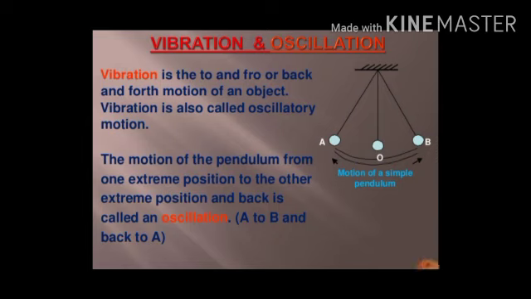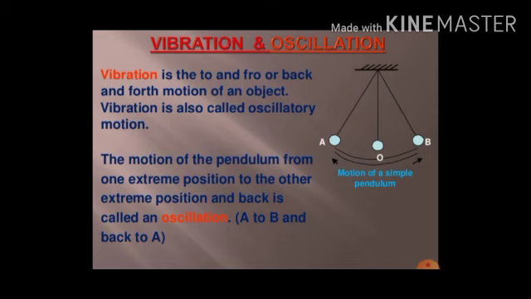Now, in the diagram here, you can see a thread which is attached to a small ball, and the other end is fixed to a rigid support. This is called a simple pendulum. When you pull it to one side and leave it, it will start moving to and fro, that is front and back. This movement of to and fro is called oscillation.